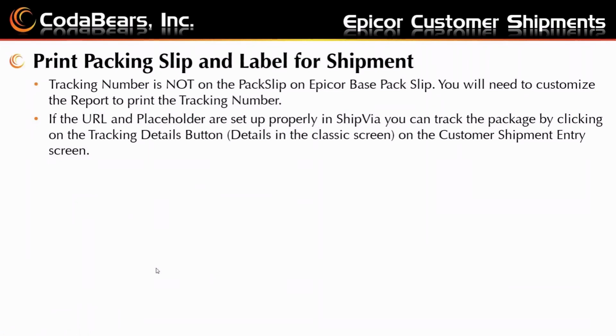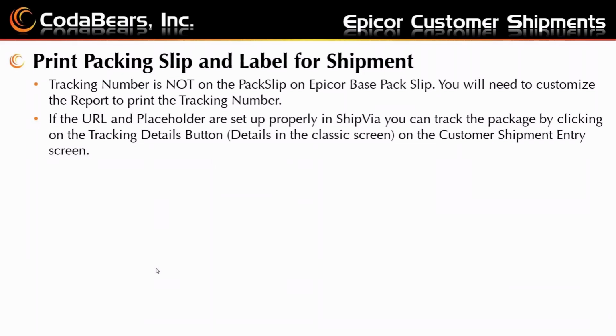And for your shipment, you can then email that to your customer, or you can attach it to the physical shipment. Note that on the pack slip, for base product, the tracking number is not on there. So you would have to customize your base pack slip to be able to print that tracking number on there.